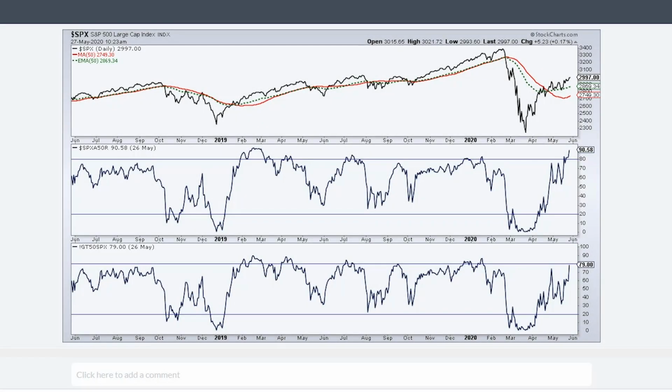So in general, for signals, I'm using this as a breadth thrust type indicator. I'm looking for a big move above 80% to show some serious upside participation. 80% of stocks are above their 50-day SMA here or EMA here. And this happened there in late January, early February. And you can see the bearish signal in 2018 in October when both plunged below 20%. And that means a lot of stocks are participating on the downside.